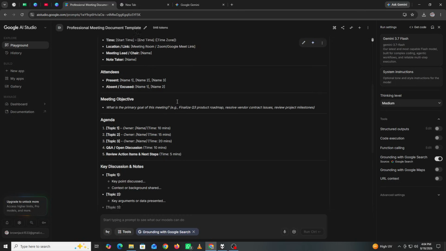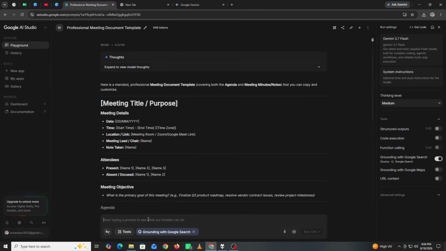A strong prompt should clearly explain the task, provide relevant context, and define the expected output. Instead of writing a vague instruction such as, "Write something about marketing," provide specific details. Tell Gemini what the topic is, who the audience is, what tone to use, how long the response should be, and what information must be included.